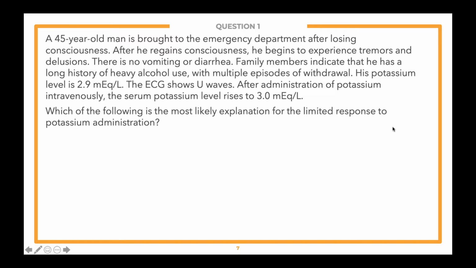All right, I see some responses coming in. Let's take a look at that vignette. A 45-year-old man is brought to the emergency department after losing consciousness. After he regains consciousness, he begins to experience tremors and delusions. There is no vomiting or diarrhea. Family members indicate that he has a long history of heavy alcohol use with multiple episodes of withdrawal. His potassium level is 2.9. The ECG shows U waves. After administration of potassium intravenously, the serum potassium level rises to 3. Which of the following is the most likely explanation for the limited response to potassium administration?